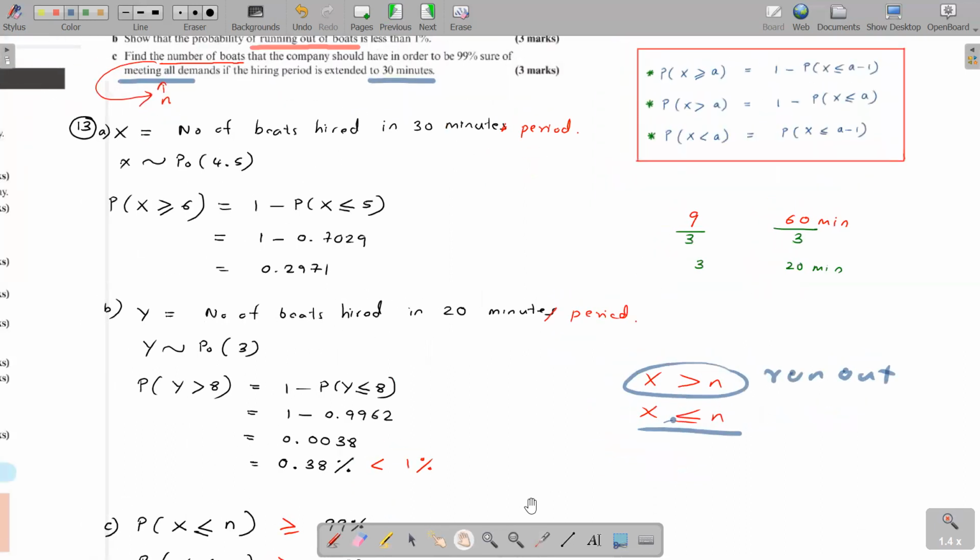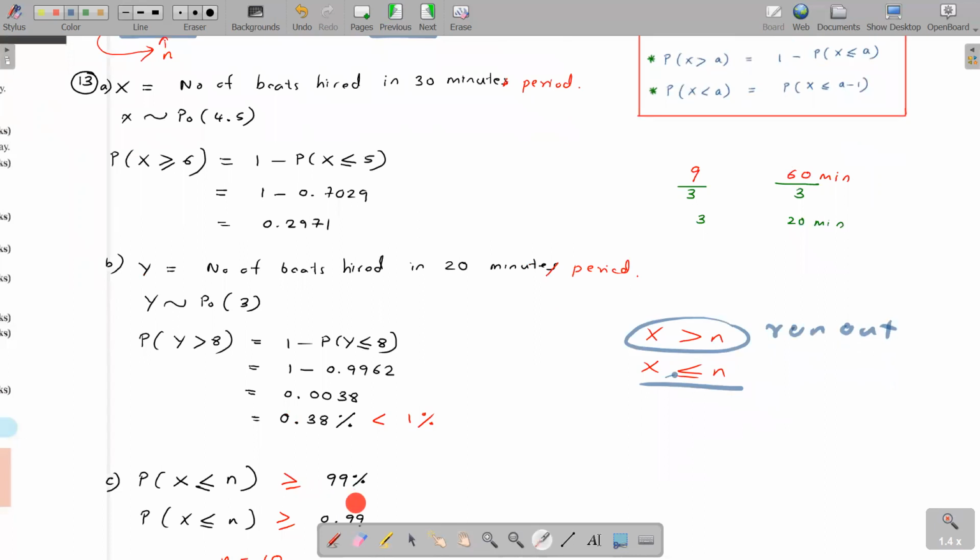So here I want the probability x is less than or equal to n, which is where we meet the demand. They say find the number of boards the company should have in order to be 99% sure. So I need to be 99% sure of meeting the demand. Can you see? This probability needs to be greater than or equal to 0.99. It can't be less than that, right? You write equal here also.